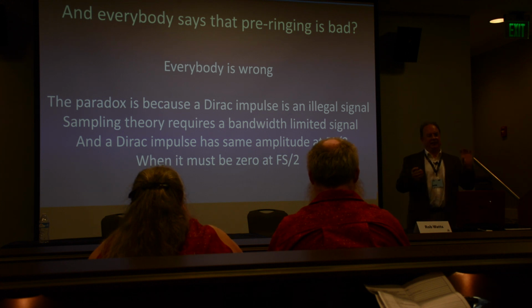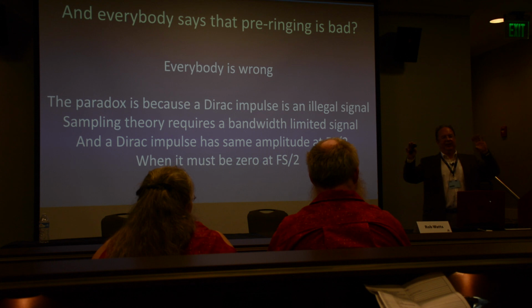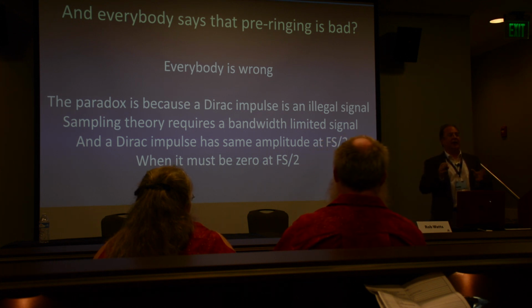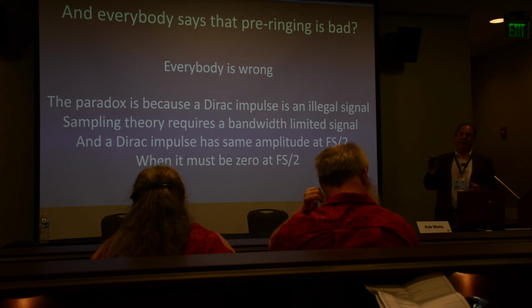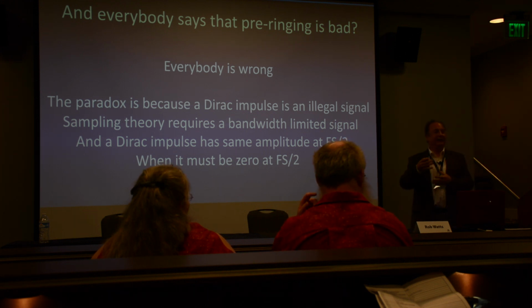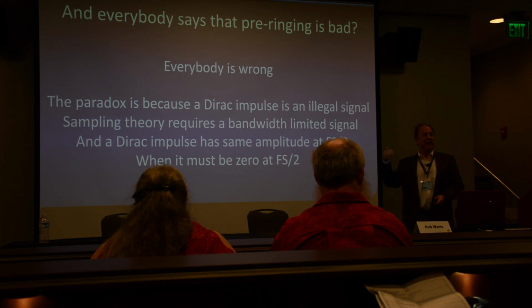The paradox of having a Dirac impulse response and it not reconstructing the Dirac impulse response is because a Dirac impulse response is an illegal signal. It's not bandwidth limited. Now, the Dirac impulse is a very, very powerful way of actually assessing how the filter works, because it's actually telling you what all the coefficients are. And it's extremely useful. But you should never use a Dirac impulse to tell you about the sound quality of filters, because it's an illegal signal.